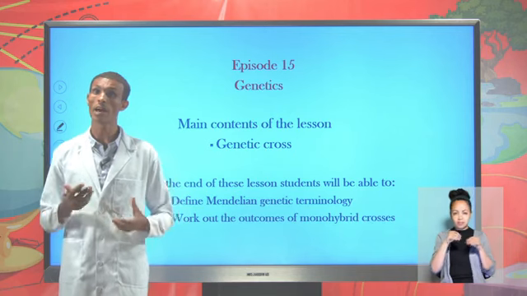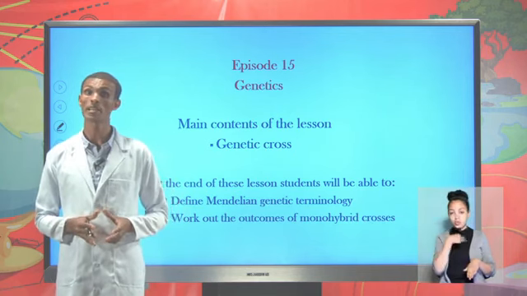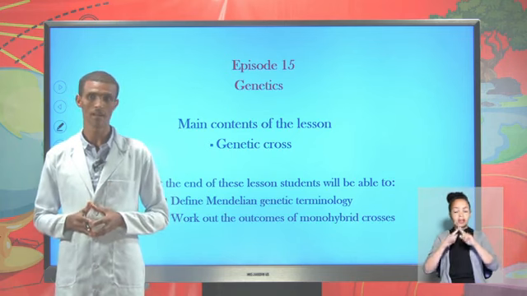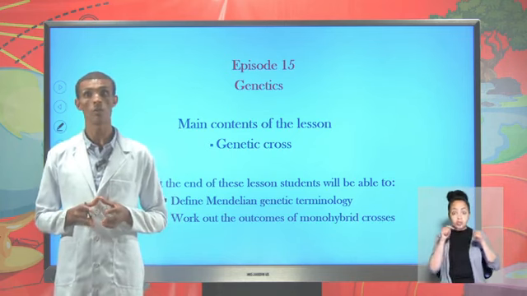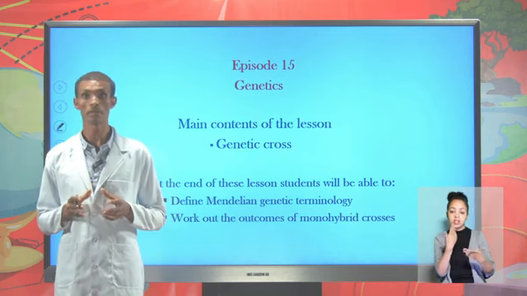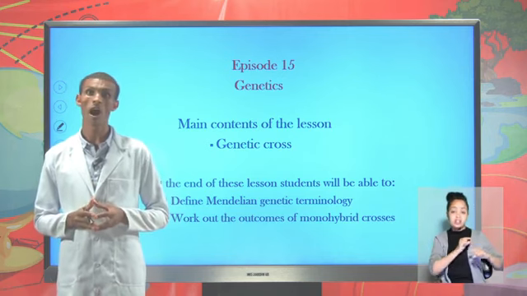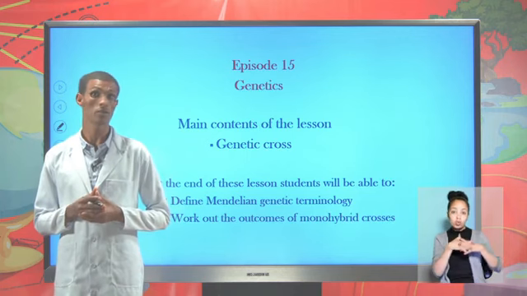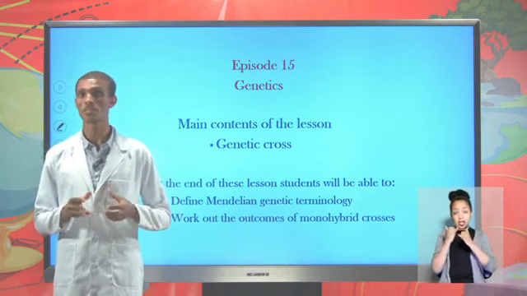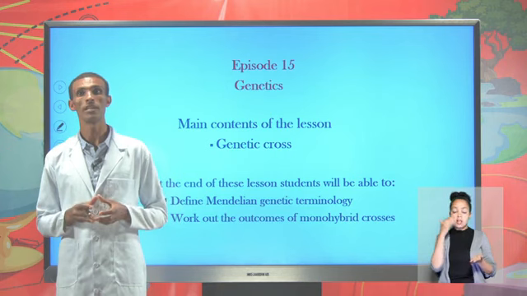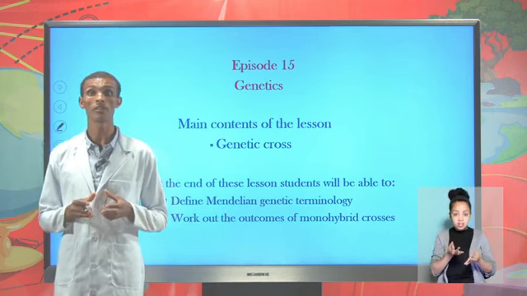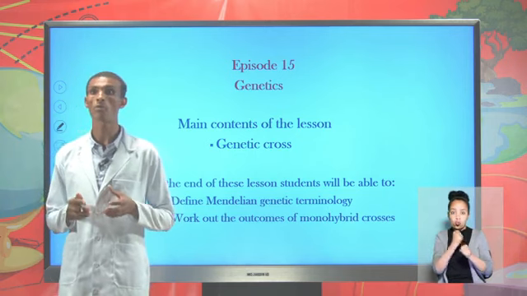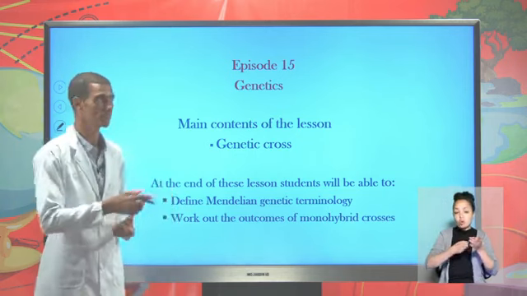Student, in our last lesson, we saw ecological succession and diversity in the population. In today's lesson, we are going to see a new topic, genetics. Under this lesson, we will see genetic cross. At the end of this lesson, you will be able to define Mendelian genetic terminology and work out the outcome of a monohybrid cross.